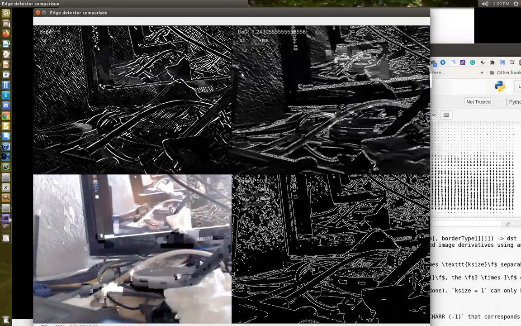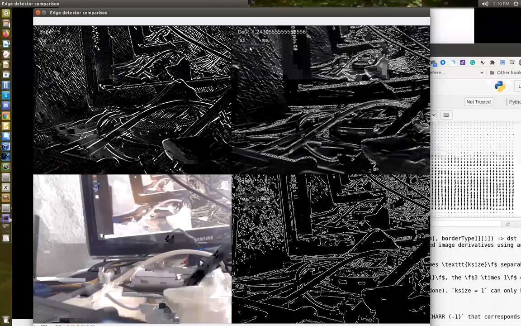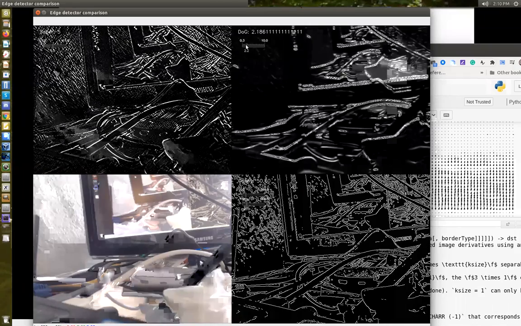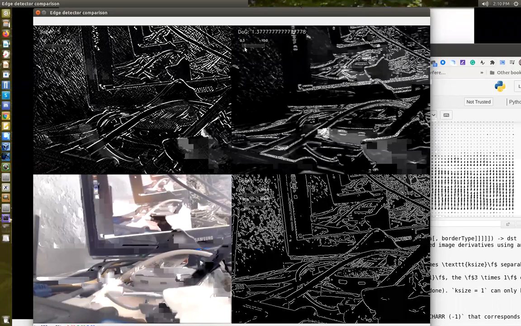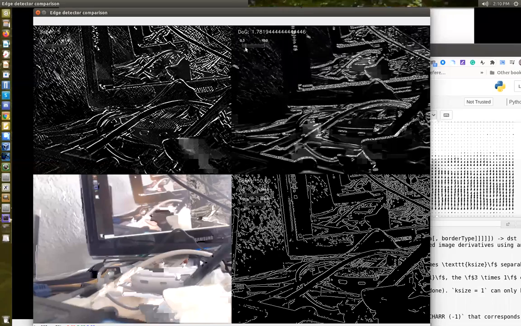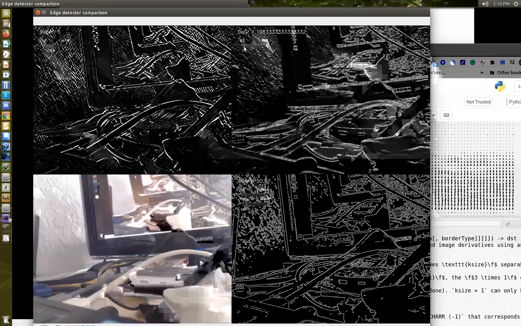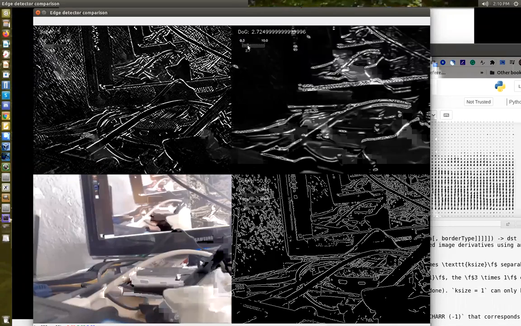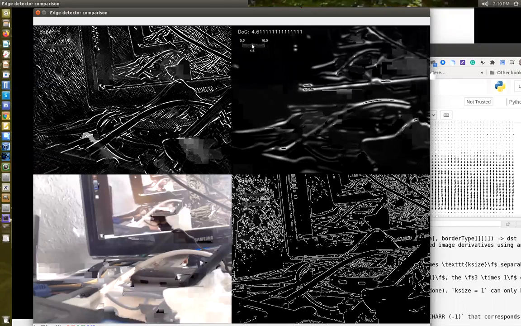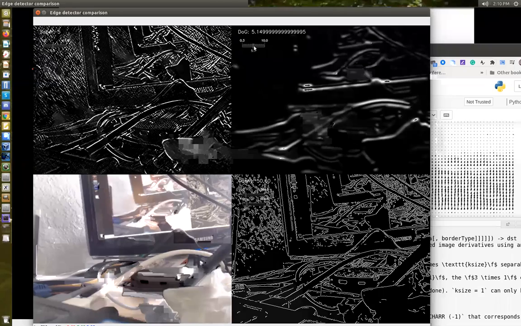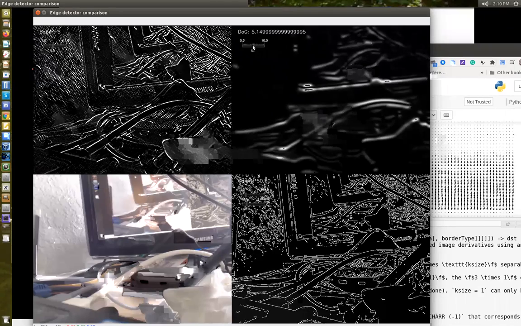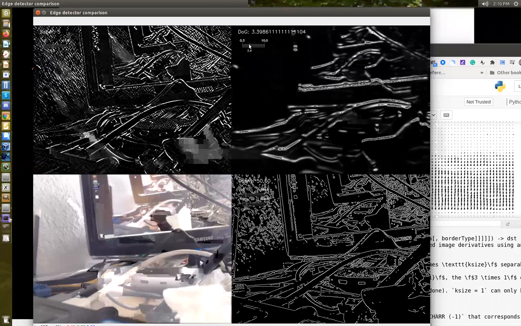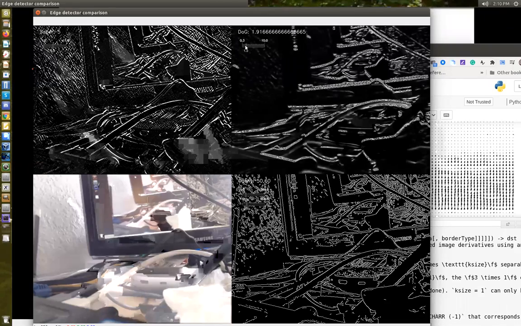Maybe this one. So you can see the effect if I change the kernel size there. This parameter is exactly the smoothing. If I make the kernel size bigger, then it smooths out more and more, so therefore you won't detect as many edges.